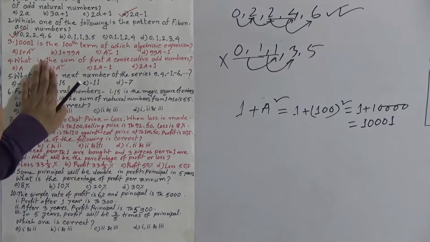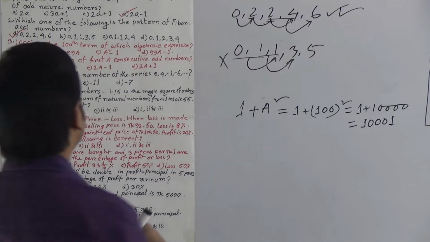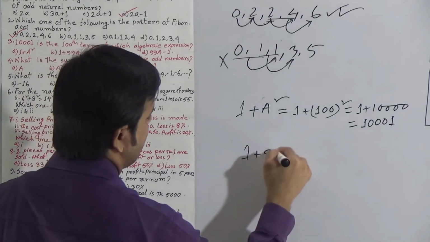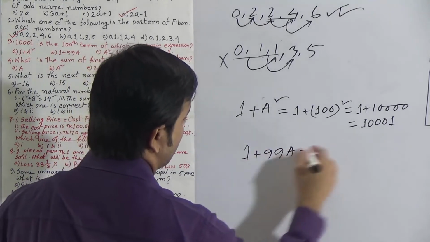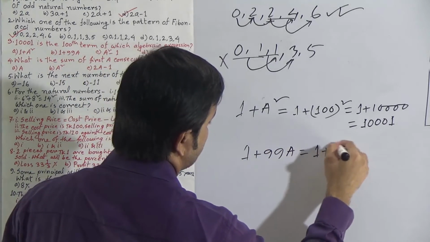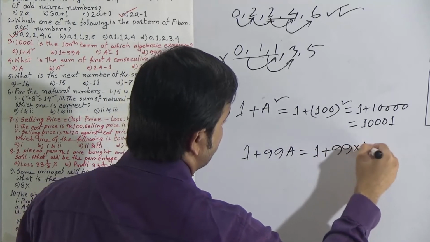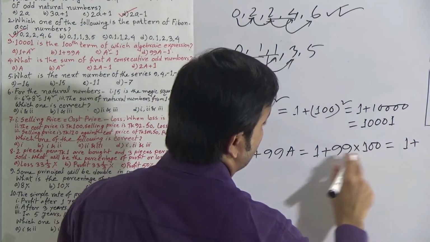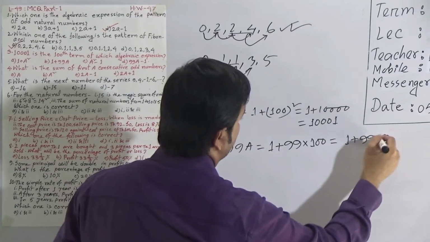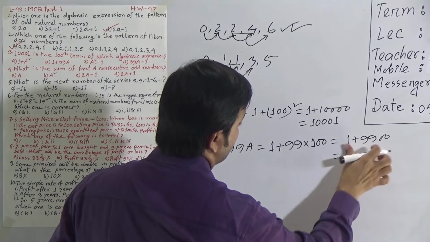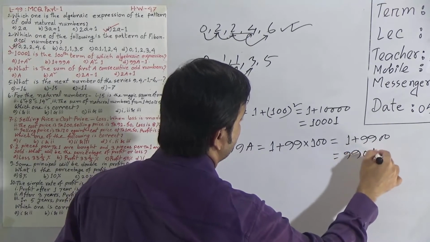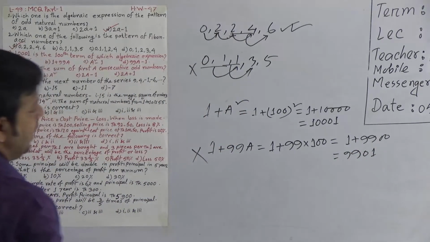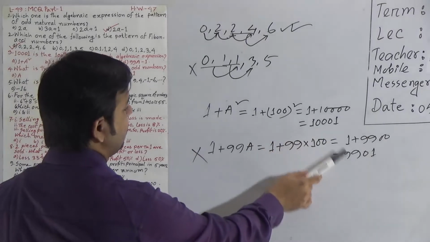Now we can check B, C and D. Is B correct? To check this, we can write expression B: 1 plus 99a. So put the value of a: 1 plus 99 multiplied by 100. This should be 1 plus 9,900, so this should be 9,901. This one is not correct, as our answer should be 10,001.